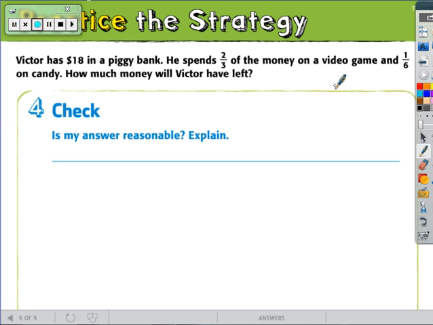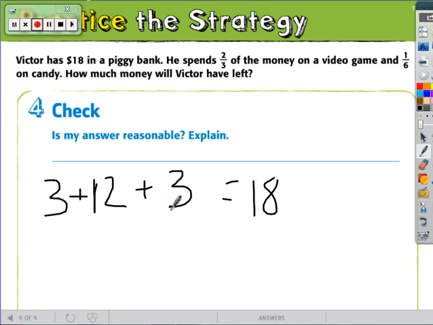So check. We're going to check if our answer is reasonable. So, we said we have a total of 18, right? We ended up with 3. We can add that to what was 2/3 of the 18? 2/3 of the $18 was 12. 1/6 was 3. 12 plus 3 is 15. So, is that reasonable? Yes, it is. Good job.